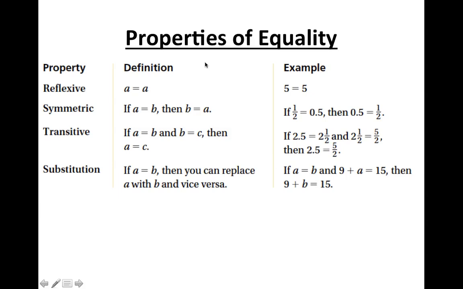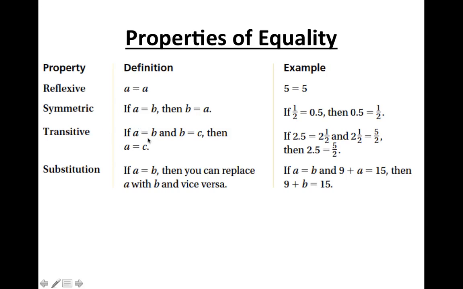Some of the properties of equality, and you should have learned these in geometry as well. You use them for writing your proofs. The first one is reflexive. So notice how you have a equal to a. That means you're going to have the same number, same variable, anything equal to itself. Symmetric is kind of like a mirror. If you have a equals b, then b is also going to equal a because it's the same thing.